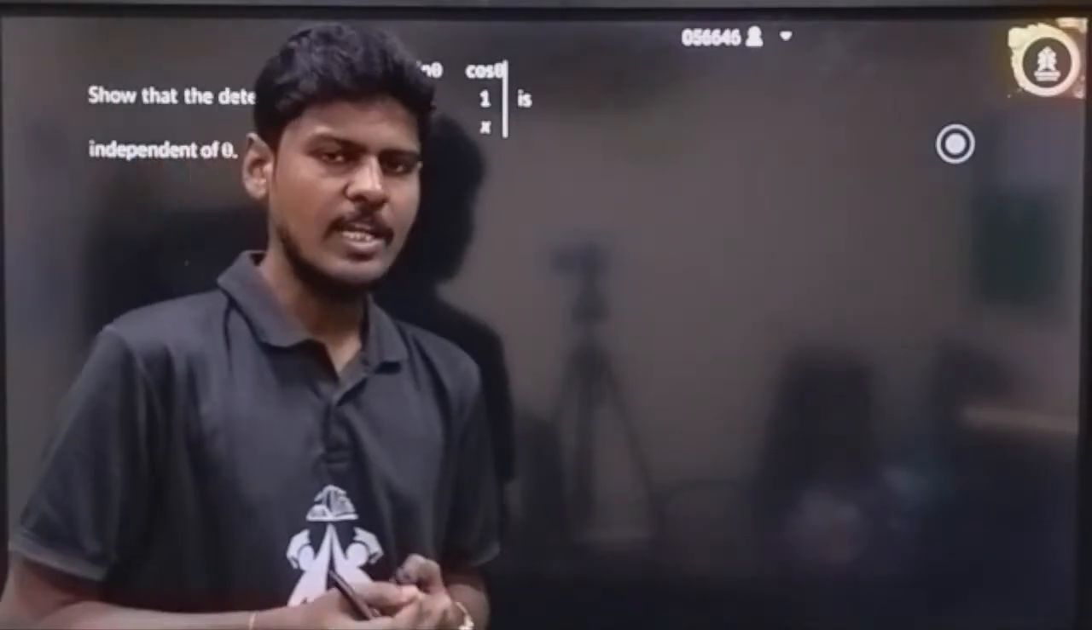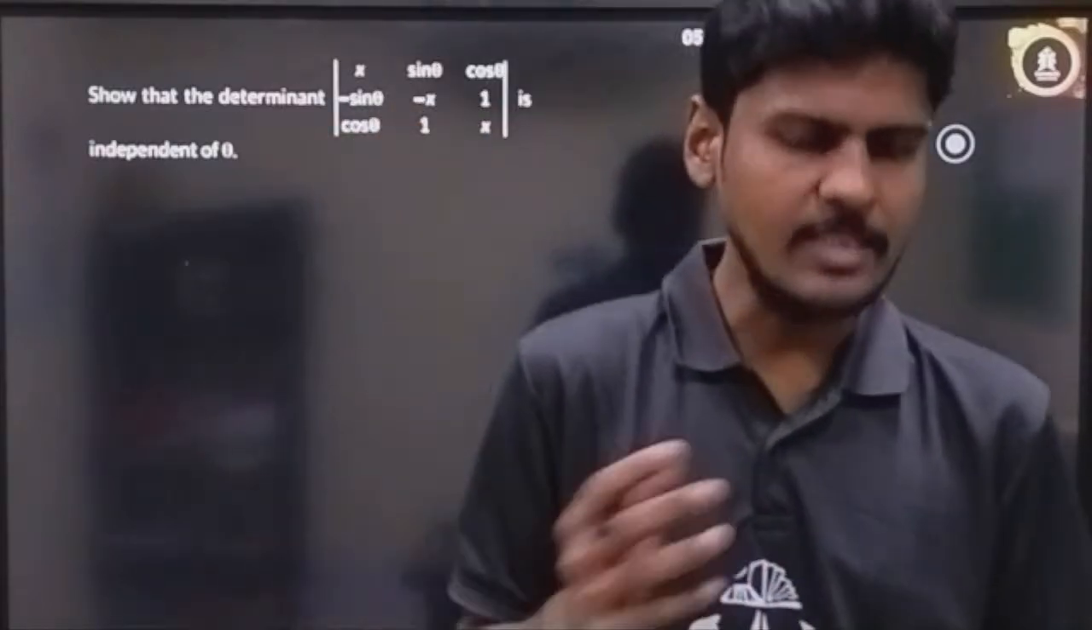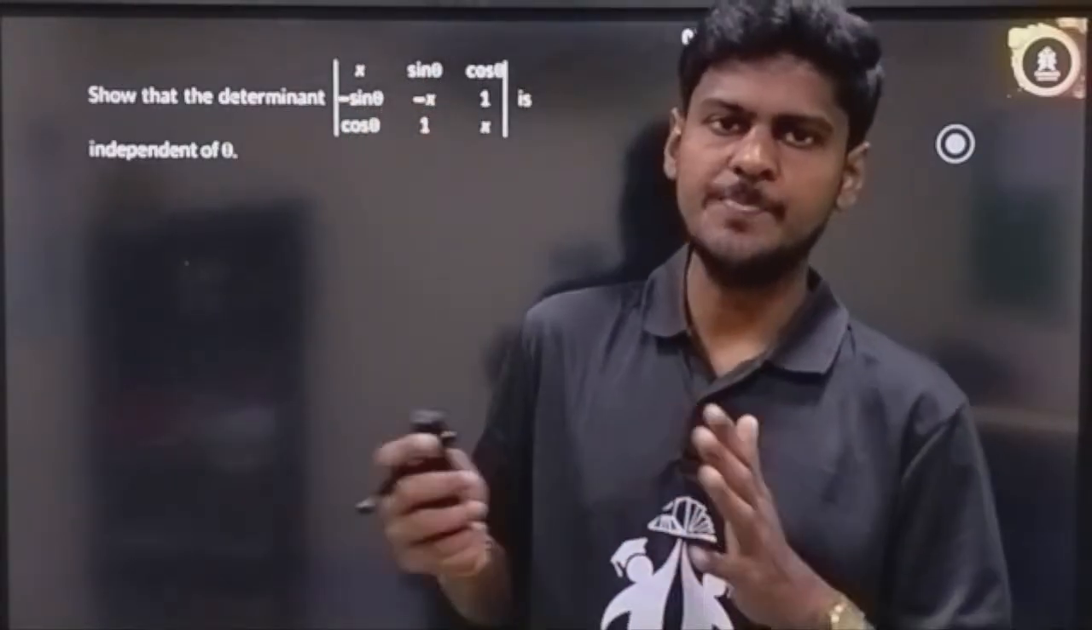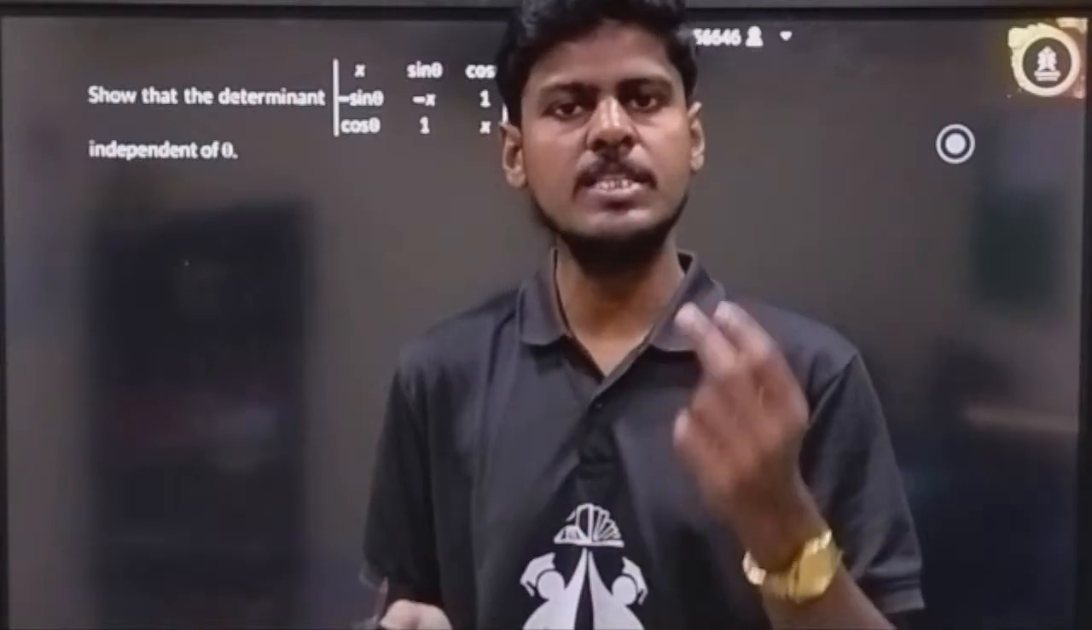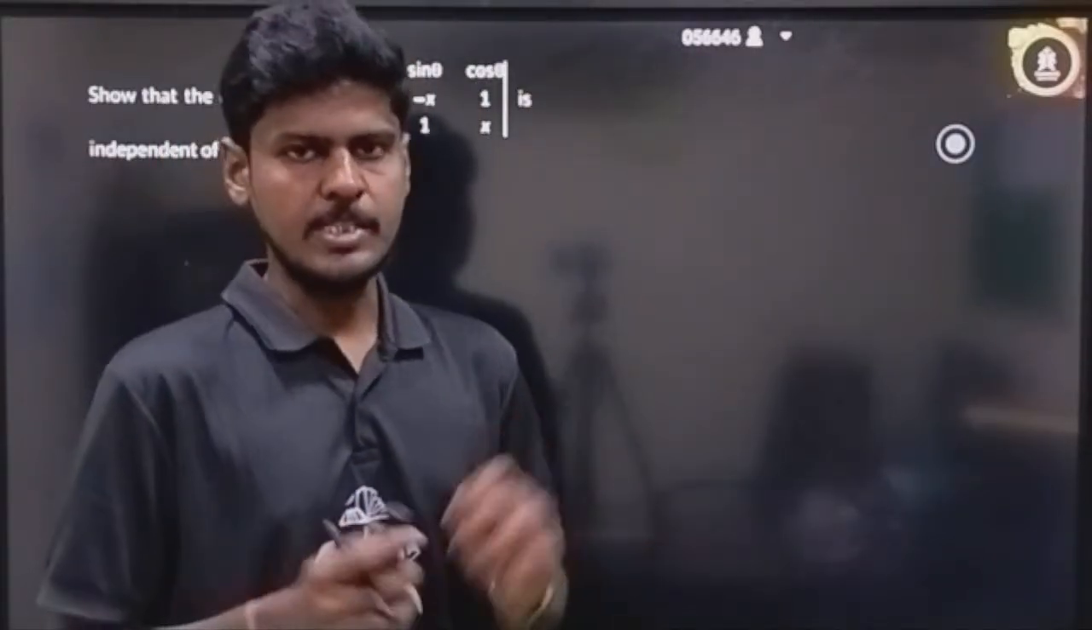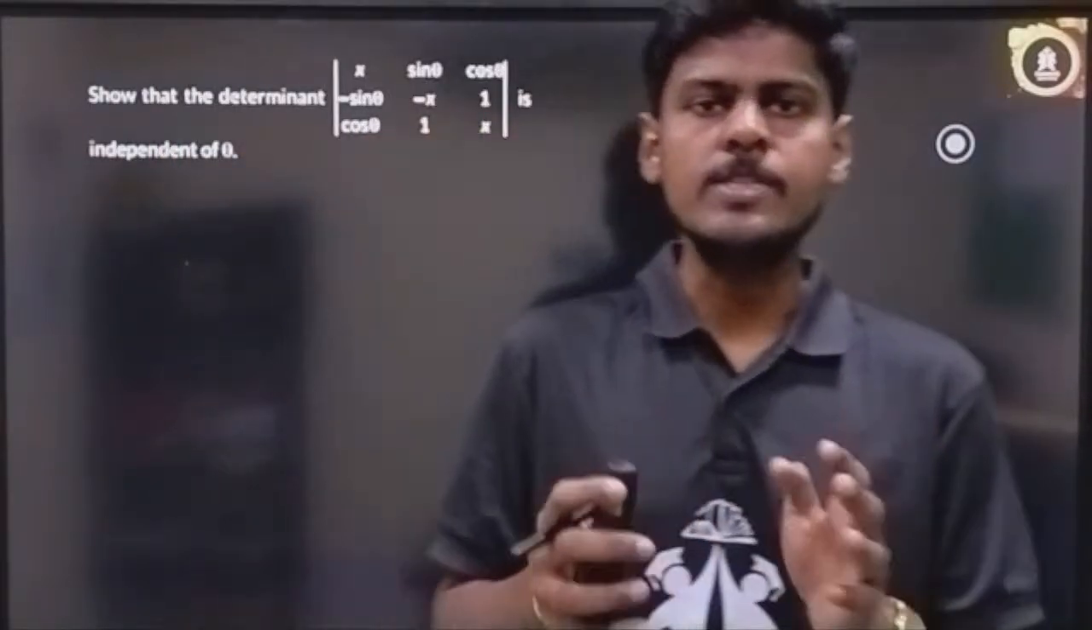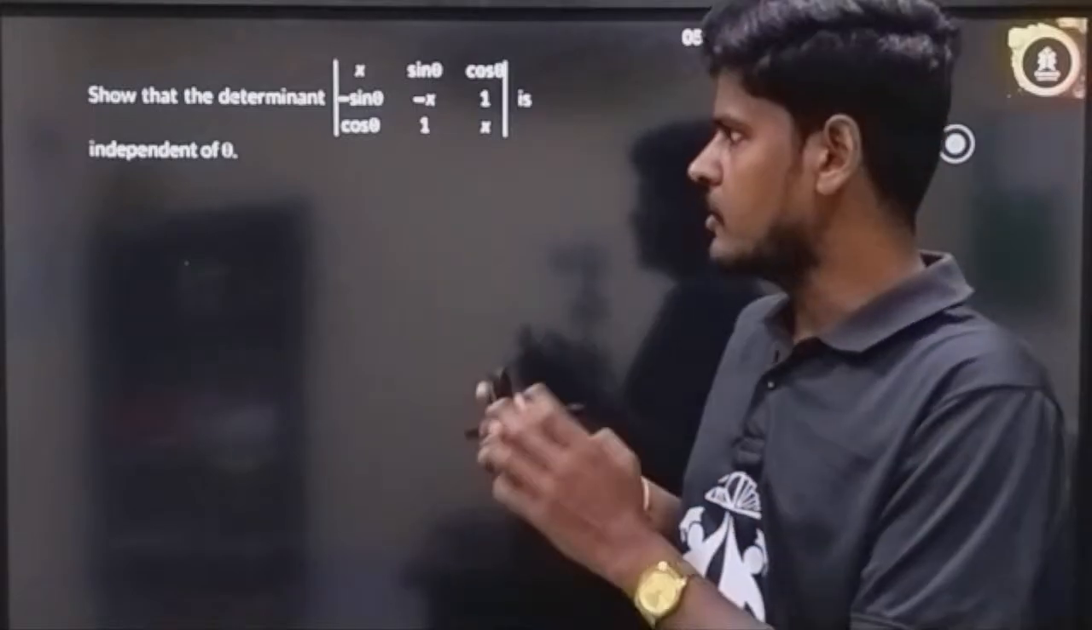Hello students, in the last class we started the topic determinants, and we discussed how to expand a determinant by using row expansion as well as column expansion. You know how to expand determinants of 2 by 2 as well as 3 by 3 order matrices. Now we will solve some problems for that, and then we will go to the next topic.